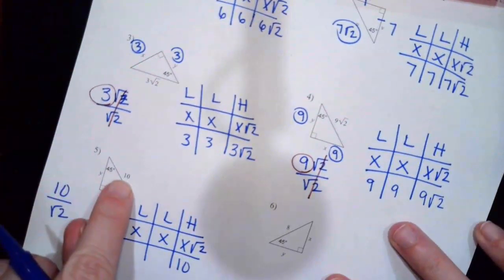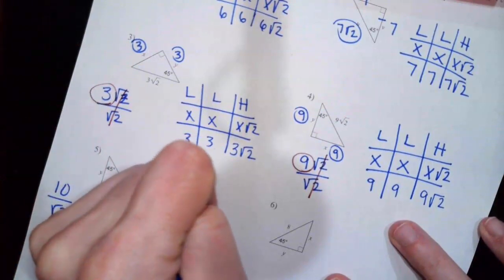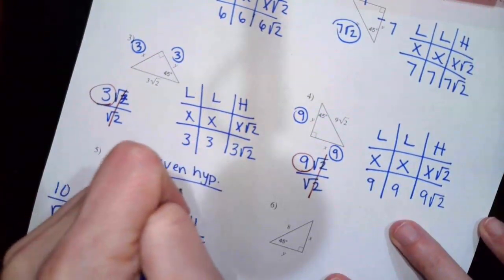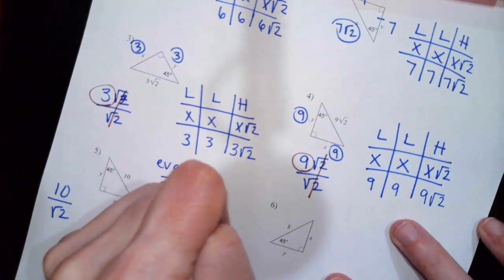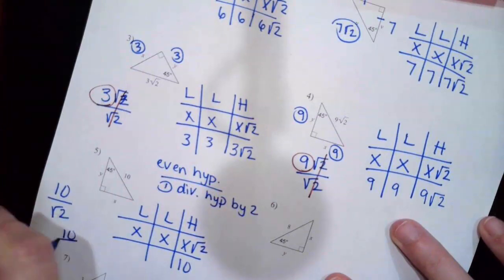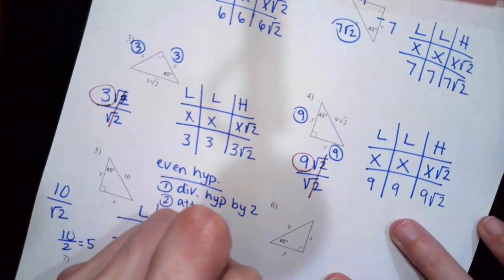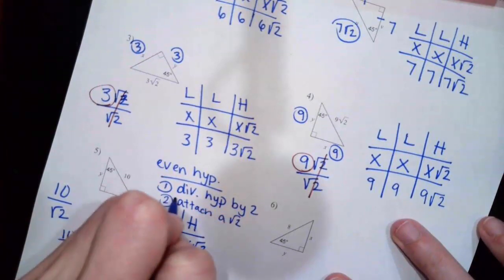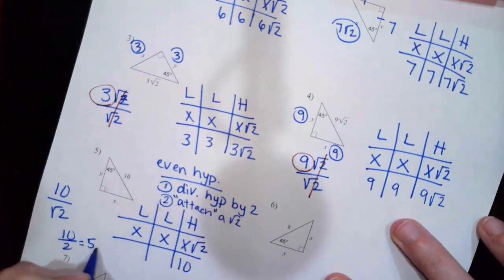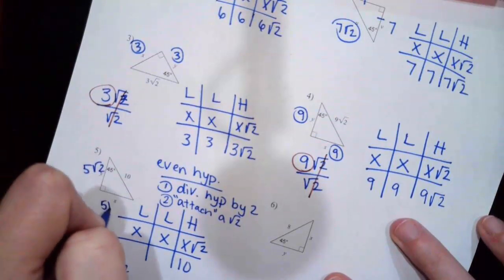Step 1, when you're given an even number for your hypotenuse. So even hypotenuse, here's what you do. Step 1, divide the hypotenuse by 2. So what is 10 divided by 2? 5, right? And then step 2, attach a radical 2 to the end of it. So then this is going to become 5 radical 2. So both your legs are 5 radical 2.